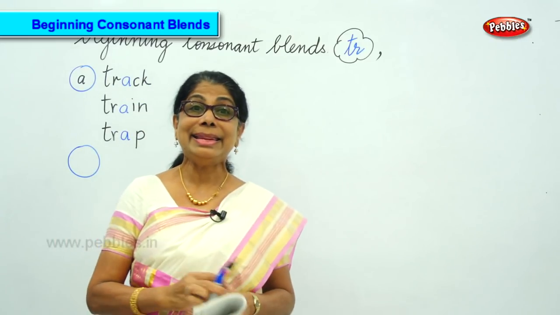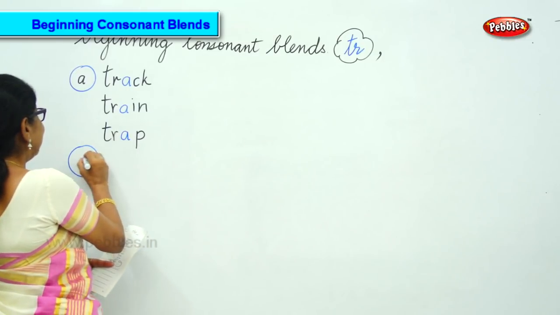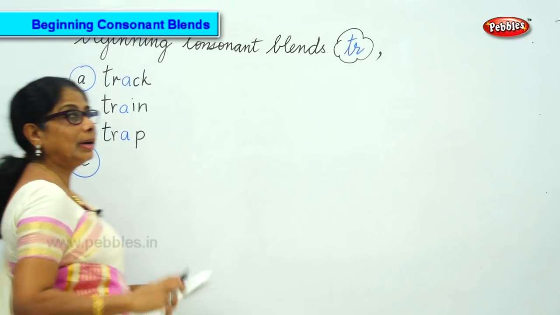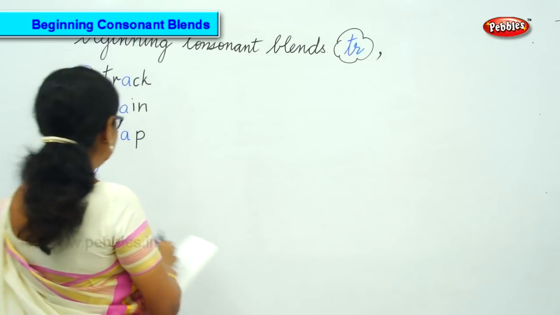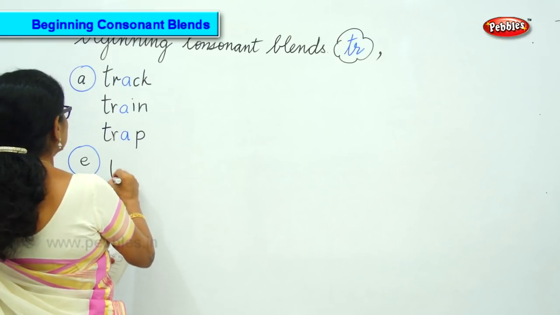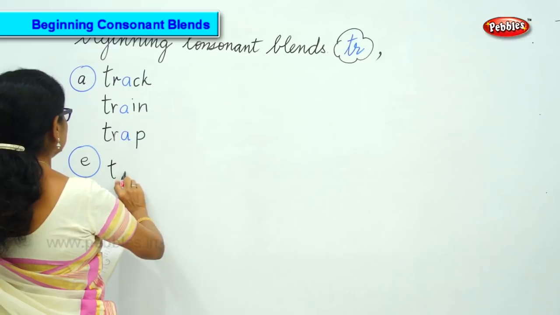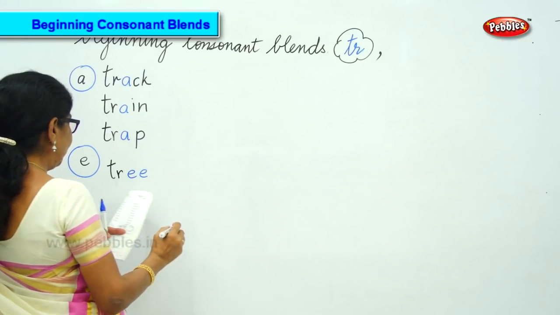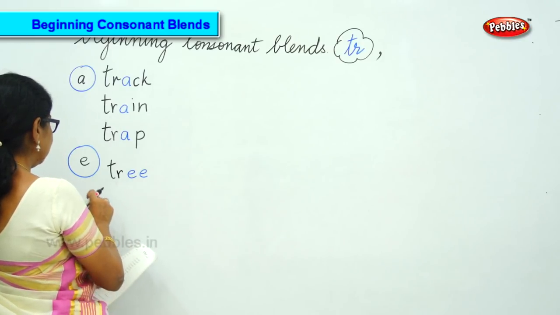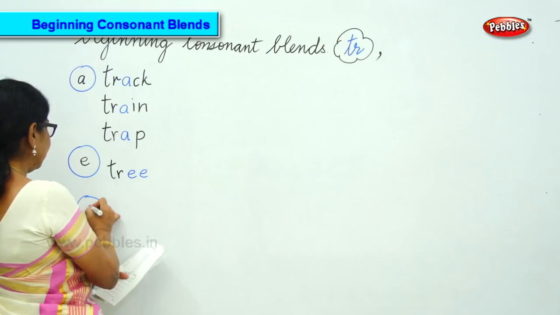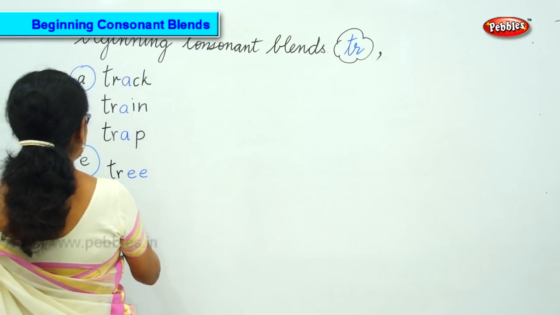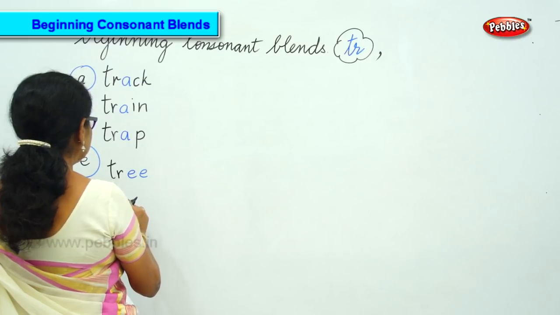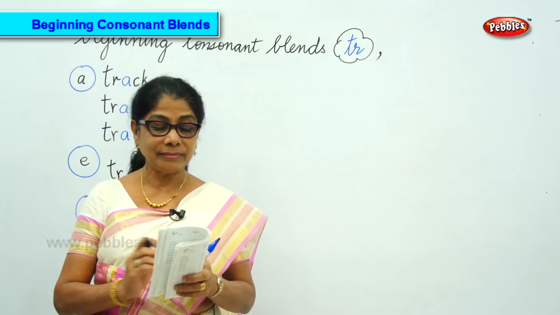Now let's see in the blend tr whether we get any E vowel sound, any word. What word can we get? Tree. That's very good. We get tree, T, R and double E. Tree. Then in I, what do we get? Trip. Let's make a trip. We make a trip to some place. Trip.